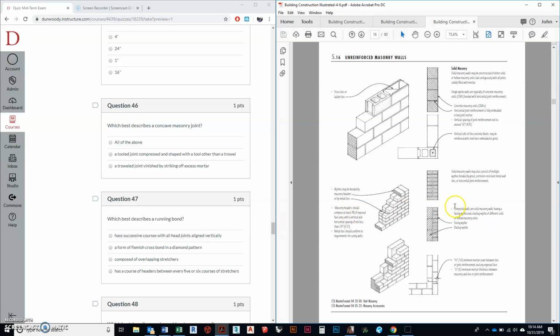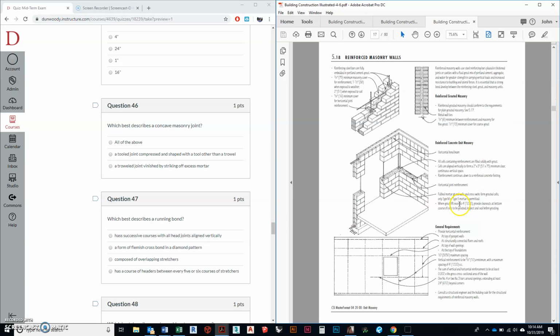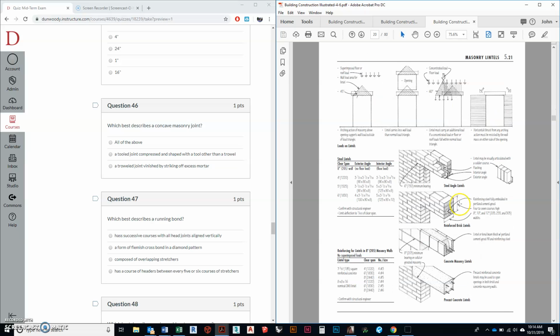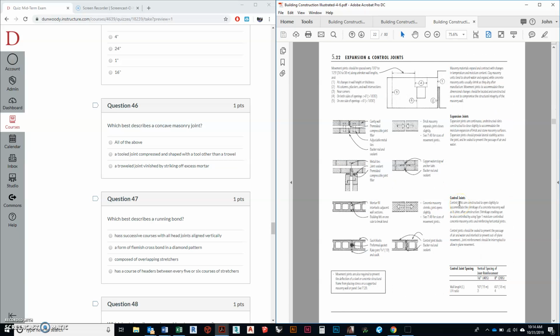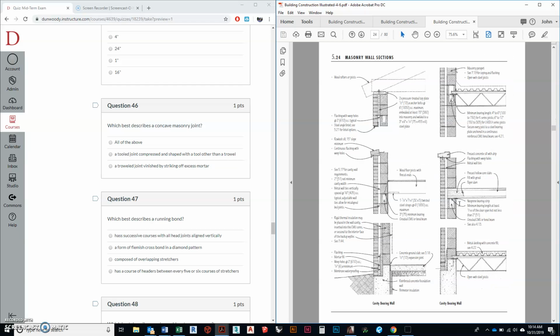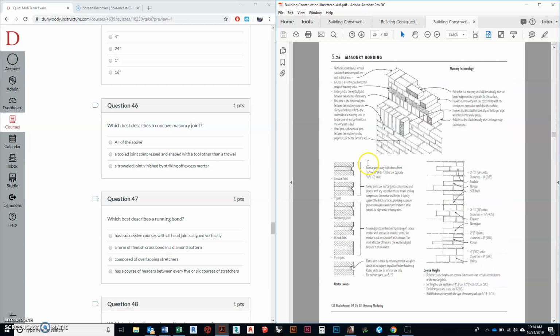Which best describes a concave masonry joint? So if we get into the masonry joints coming up here, zipping through these wall sections. Here we go. Mortar joints. There's a concave, V, weathered, struck, flush, a raked joint. Concave is right there. It's a tool joint that is compressed and shaped with any tool other than a trowel. There you go.